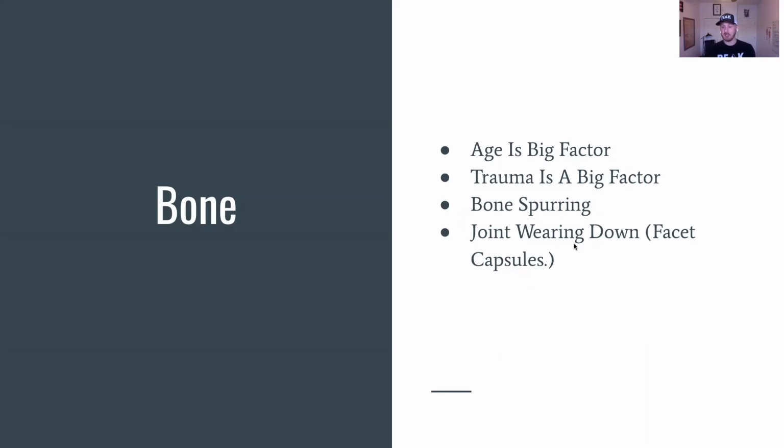Another thing that we start to see is the joint itself, in between the lumbar spine and the sacrum. The joint starts to wear down as well. And there are these little things in between there called facet capsules that just get worn out.